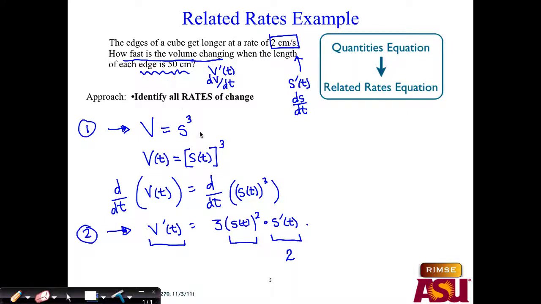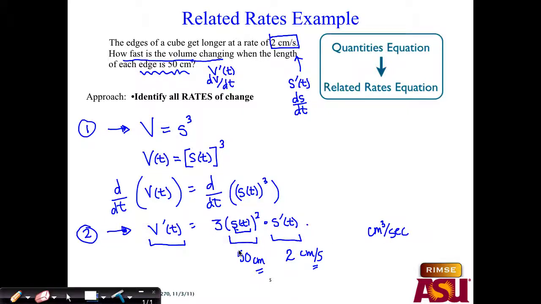When the edge length is 50 centimeters, that means s of t is 50. And again, this is centimeters, this is centimeters per second. So this right-hand side is all numbers. We have numbers to substitute in. We get 3 times 50 squared times 2 equals this. And the units on it you can see would be centimeters times centimeters per second. Let's see, wait. Oh, centimeters. Sorry, this is squared in here. This is the part that's 50. So centimeters squared by the time I'm done squaring this. And then times centimeters per second gives me cubic centimeters per second as my units.